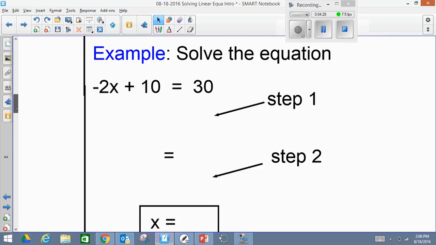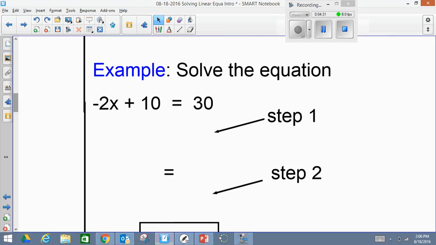Now I'll give an example. Solve the equation, -2x plus 10 equals 30. To solve this, the first step, as the spin note says, is to cancel whatever is adding or subtracting. In my case, this 10 is adding, so I subtract 10 here and 10 on the other side. Whatever I do on one side, I do on the other side. Now 10 minus 10 is going to give me 0.